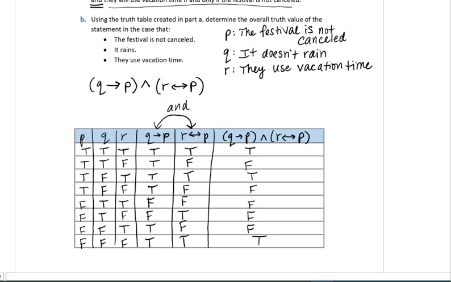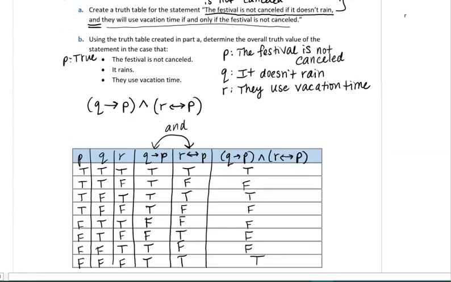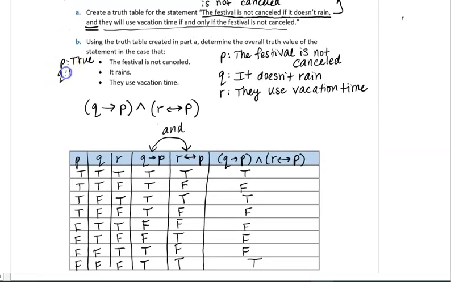Now let's look at part B. So we want to look at the truth value of this statement in this specific case. The festival is not canceled. P stands for the festival is not canceled. So that's happening. So that's true. It rains. Q stands for it doesn't rain. Now I'm saying it does rain. So in this case, Q is false. They use vacation time. R stands for they use vacation time. So R is true. So we're looking at the specific case where P is true, the festival is not canceled.